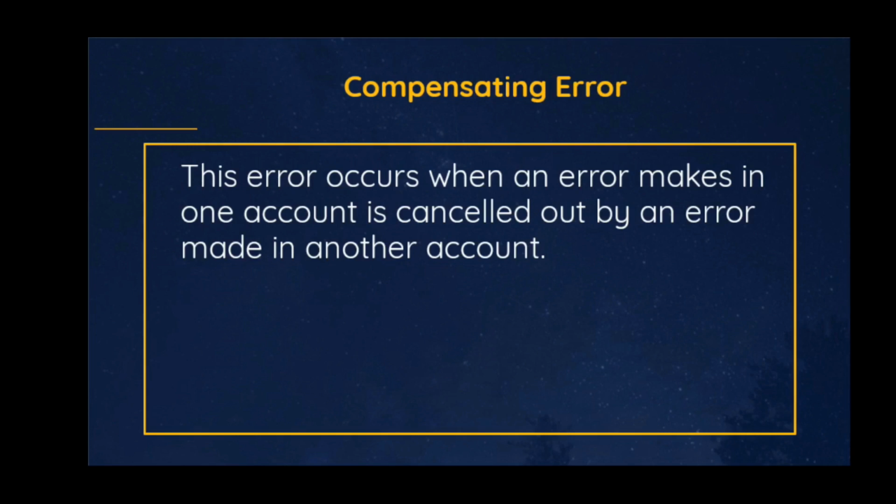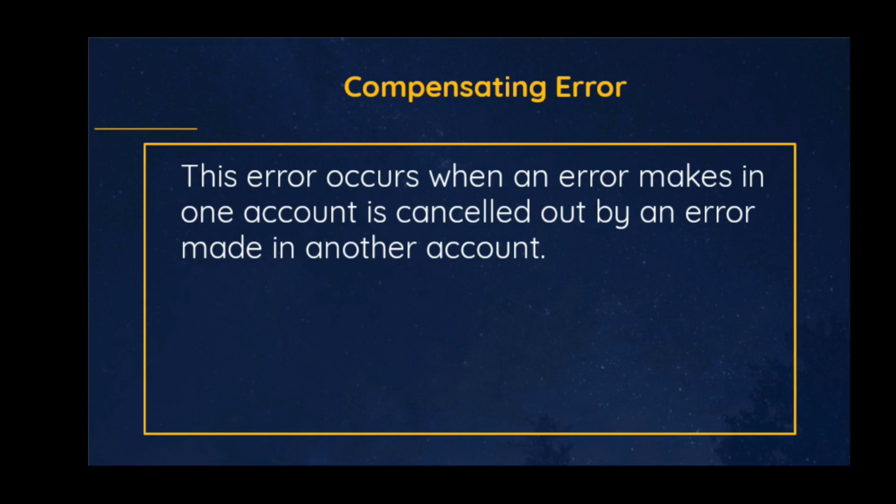Compensating error. This error occurs when an error made in an account is cancelled by an error made in another account. For example, we make a mistake, maybe we overstate Mr. A account with 100 naira. We now understate Mr. B account with 100 naira. We will see that instead of having a shortage of 100 naira, Mr. A's excess of 100 naira will cover up for Mr. B's shortage that we are having.